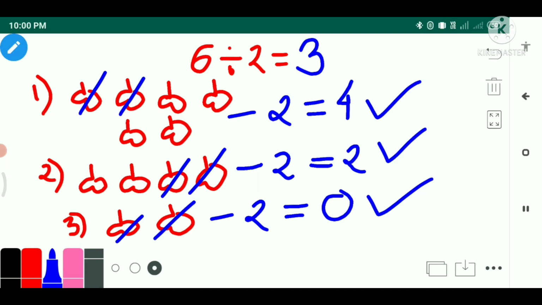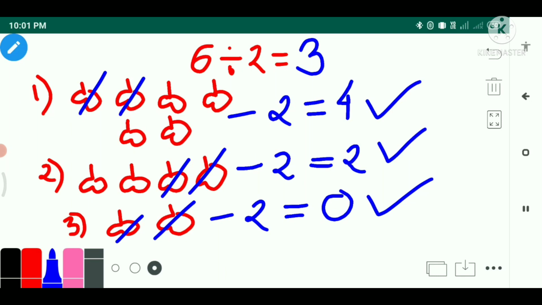First of all you need to do subtraction. The number that we need to divide by, we'll subtract continuously until we get 0. After getting 0, we'll stop our subtraction and then we'll count the steps. Let's do some questions that are given in your book.